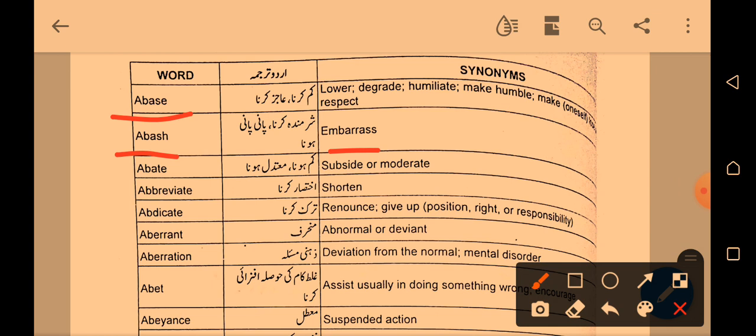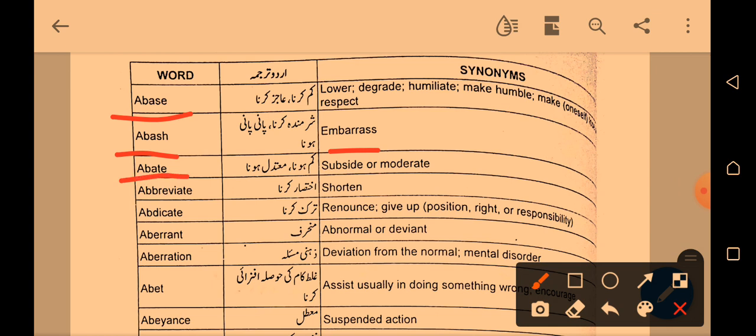Another word we have is abate. If we talk about the meaning of this word, abate means something that could be lowered, something that is not able to be beaten. Abate means subside or moderate, we call it abate. That's the meaning of this word.